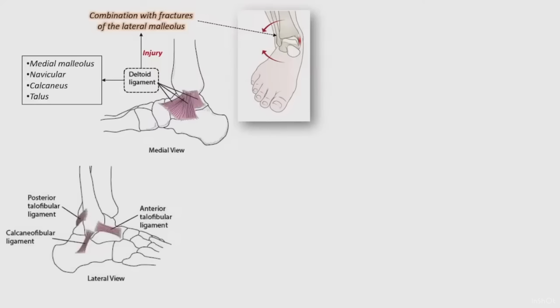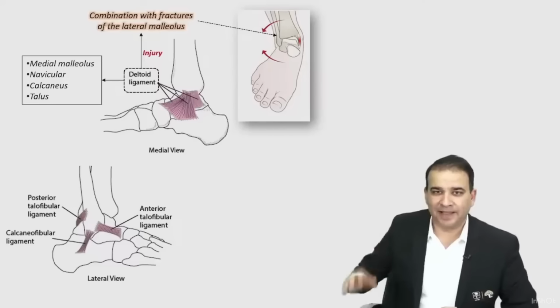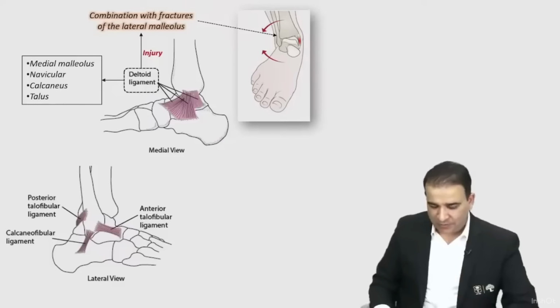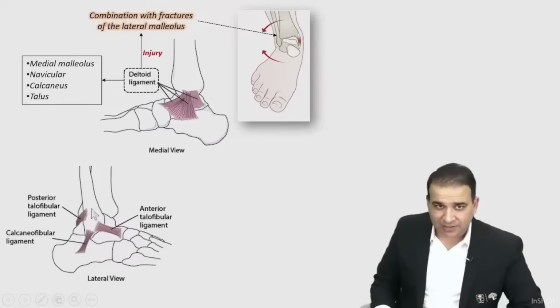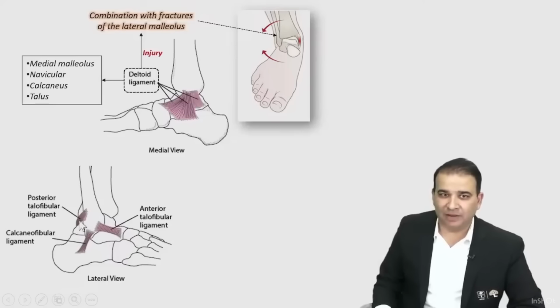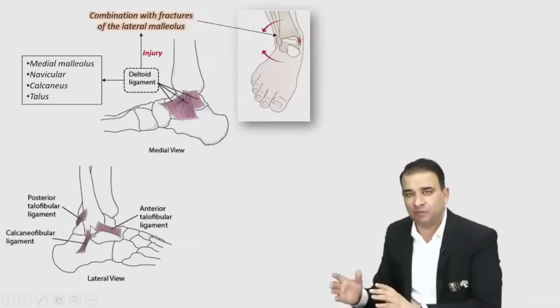If you look at the foot from the lateral side, guys, the lateral ligaments of the ankle: you can see these three ligaments over there, the anterior talofibular ligament, the posterior talofibular ligament, and the calcaneofibular ligament, the three ligaments supporting the ankle from the lateral side.